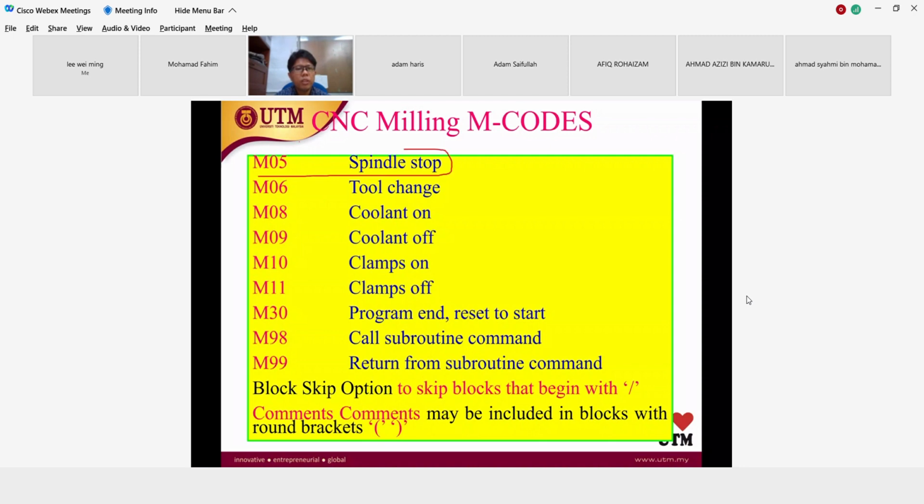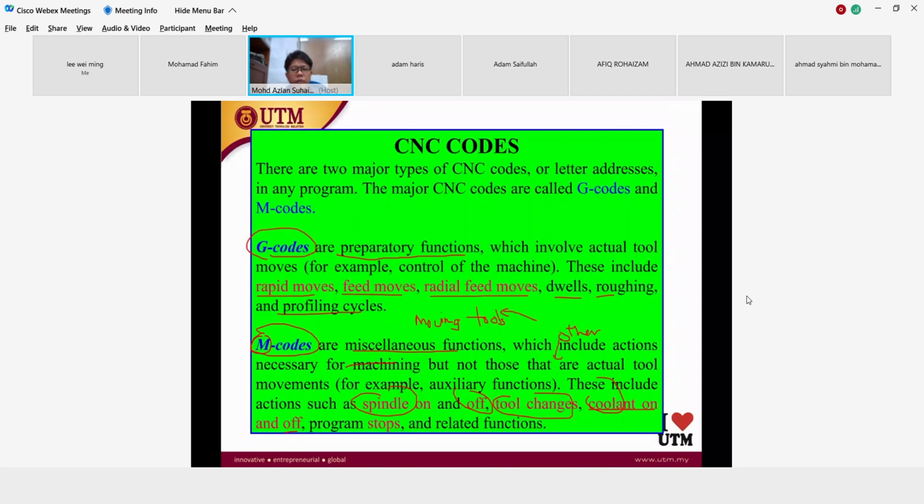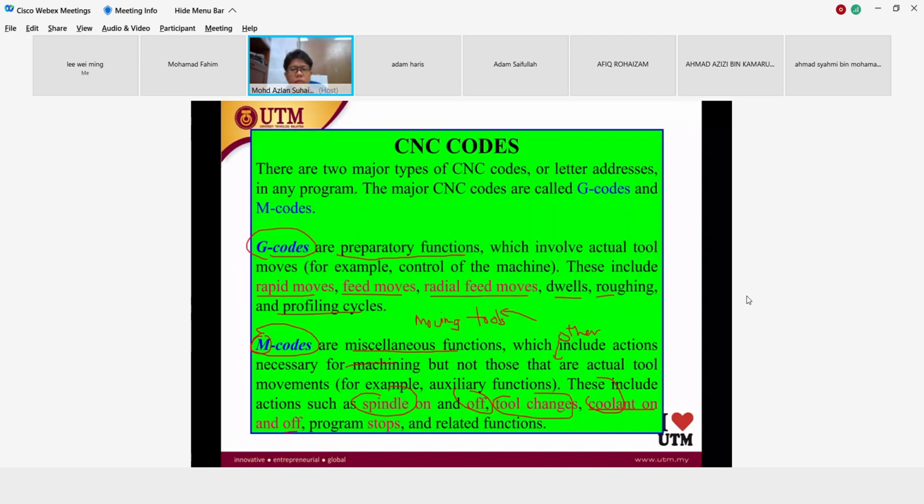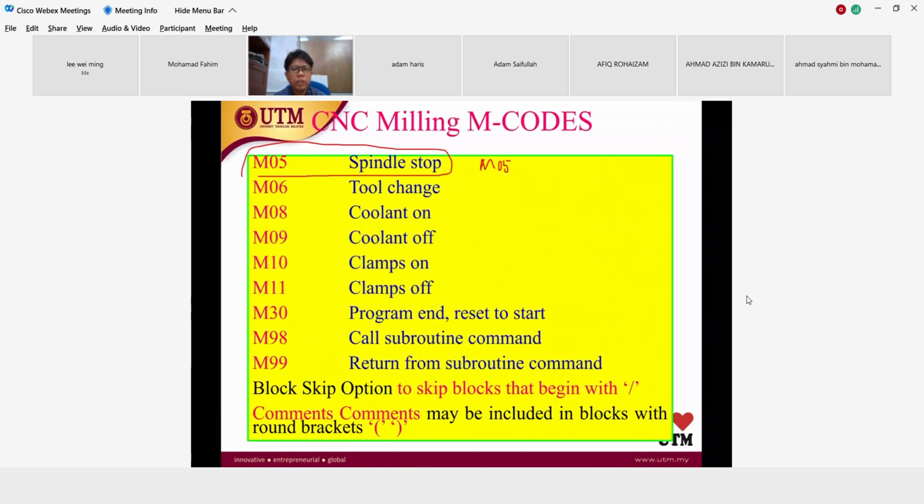Then before you stop everything, you have to stop the spindle. You have to give the machine the instruction to stop the spindle, which is M05. That's why, when I showed you the first slide on system shutdown, before the shutdown it should tell the machine to stop the spindle, stop rotating the tool, then stop everything, stop the program. Tool change should follow with TXX. Coolant on is M08, coolant off is M09.